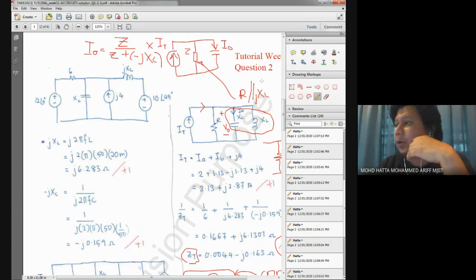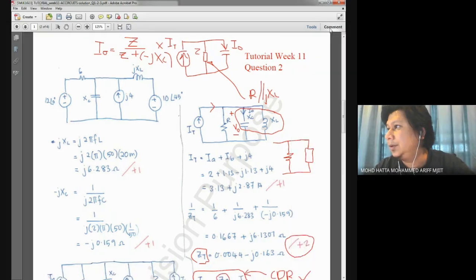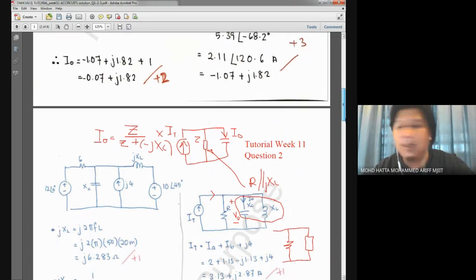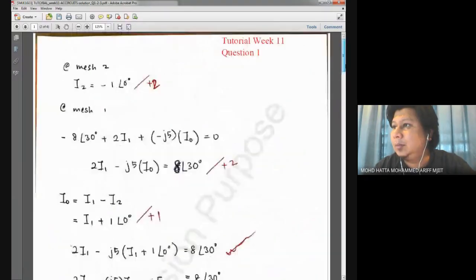Okay, that's for question number 2. So far, you don't have any question. Maybe later on, if you have a question, you can ask directly in the WhatsApp group. Okay, we look at question number 1.